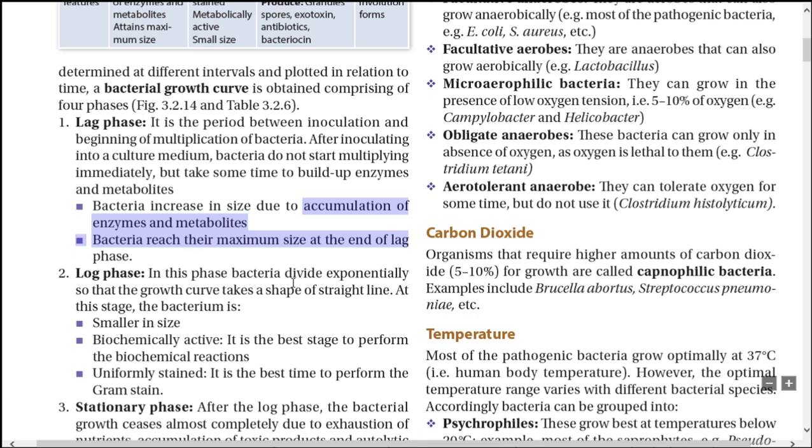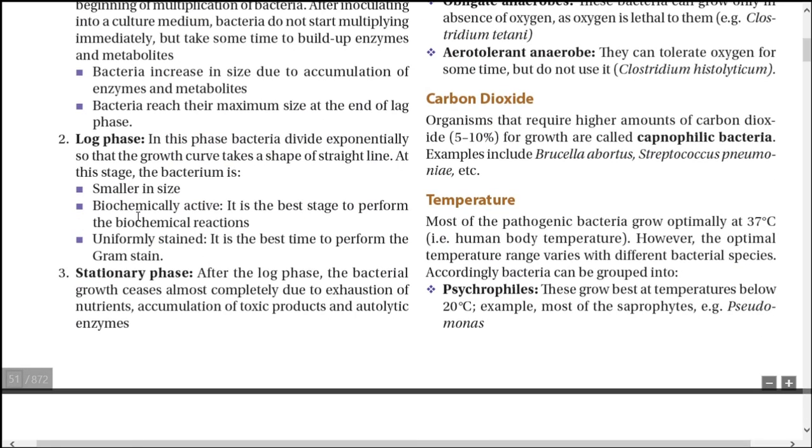In log phase, bacteria start dividing and divide exponentially, so the growth curve takes the shape of a straight line. At this stage, the bacterium is smaller in size, biochemically active, and uniformly stained. Since it is biochemically active, it is the best stage to perform biochemical reactions, and this log phase is the best stage to perform the Gram staining. So it's very important, maybe asked in MCQs. To perform the Gram stain, log phase of bacteria is the best stage.